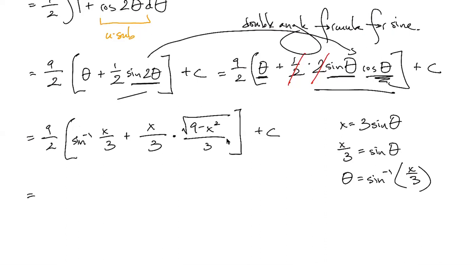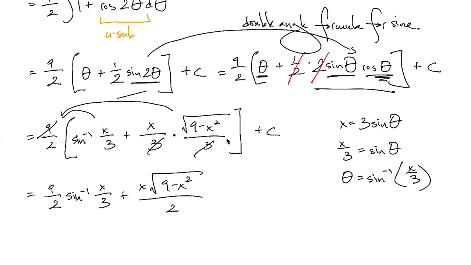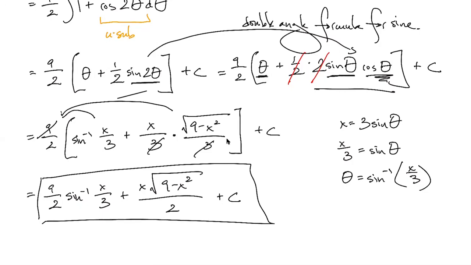Now, if you wanted to distribute this 9/2 over here and over here, you could certainly do that. All right, and that would give you 9/2 arc sine of x over 3 plus x root 9 minus x squared over 2. All right, because once I distribute this 9/2, those 3's reduce to 1. Okay. Let's see. Yep. And then we want to make sure we don't forget that plus c at the end. Okay. Whew.